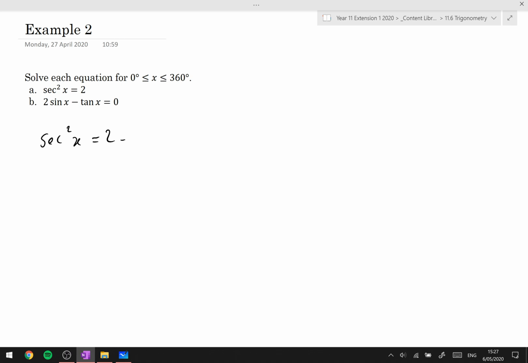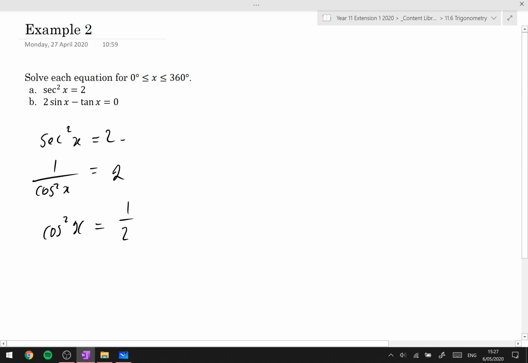But you'll notice on your calculator, you can't actually put sec squared or sec into your calculator. So what we're going to have to do is use the actual definition of sec squared x, which is 1 over cos squared of x, and that's equal to 2. Now I've got 1 over cos squared x is equal to 2. That seems too hard. What I'm going to do is take the reciprocal of both sides. That way I get cos squared of x on the left, and a half on the right.